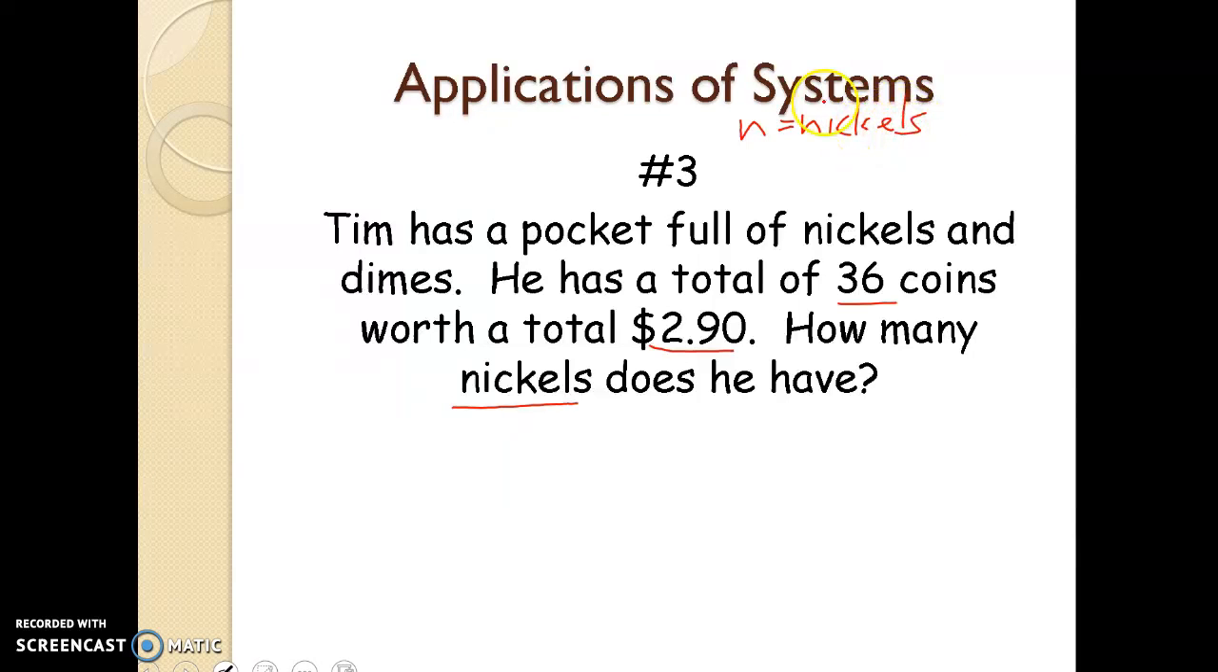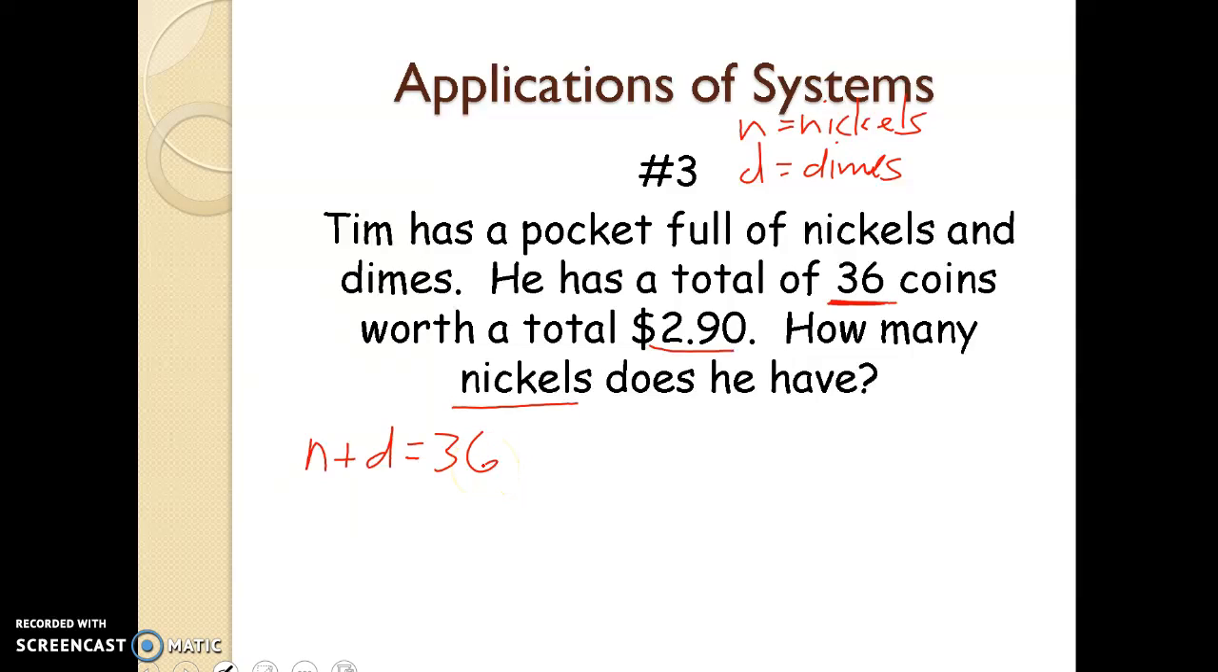But then he also has dimes. I'm going to let D represent the number of dimes that he has. And so in his pocket he has a total of 36 coins, and they're all nickels or dimes. So that means the number of nickels plus the number of dimes is equal to 36 altogether.